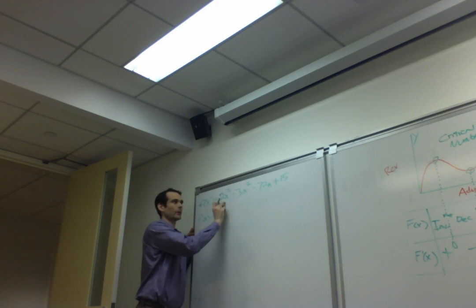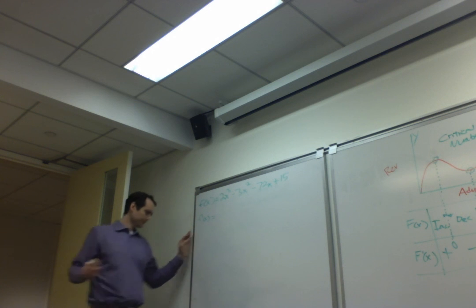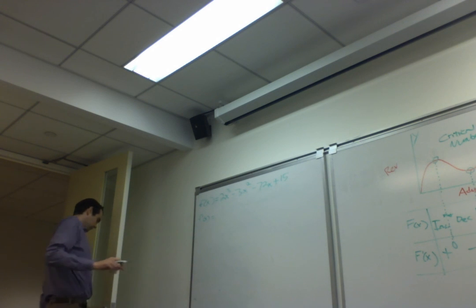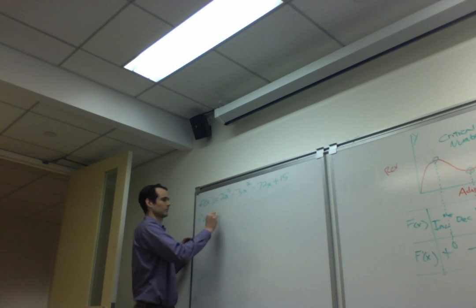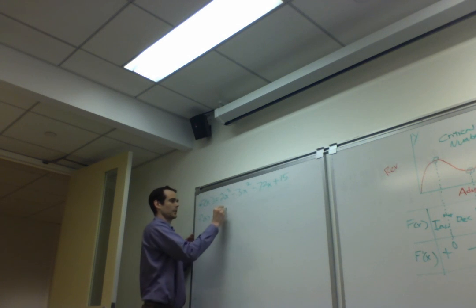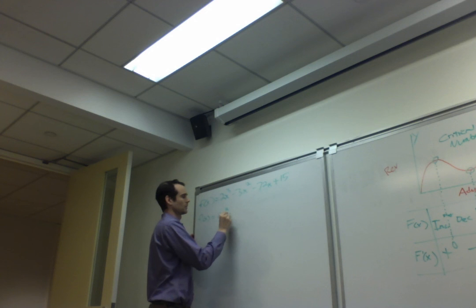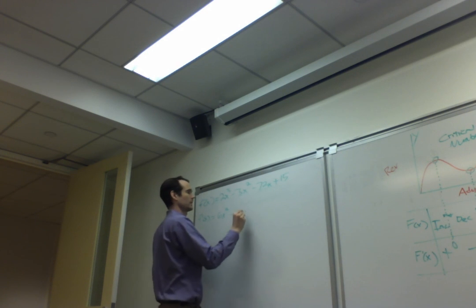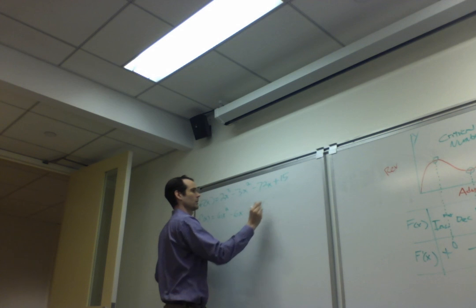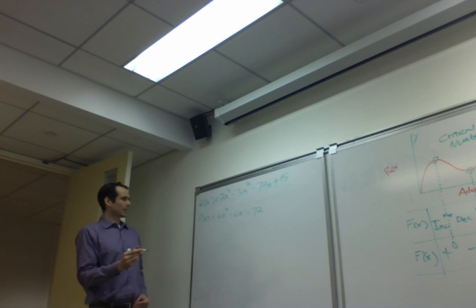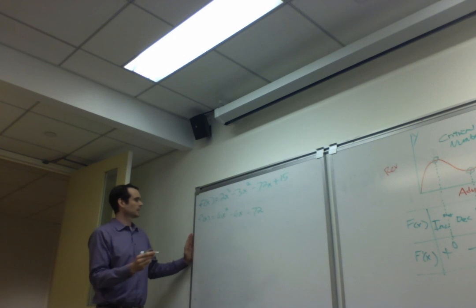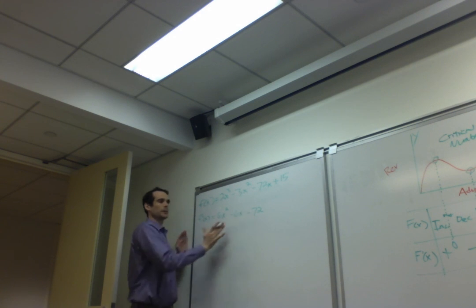Yeah, how do I get the derivative of this? 6x squared, fantastic. Minus 6x, minus 72, and this goes away. Okay, fantastic. Now, this is the derivative.